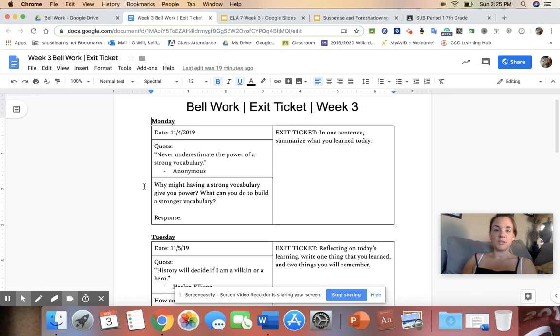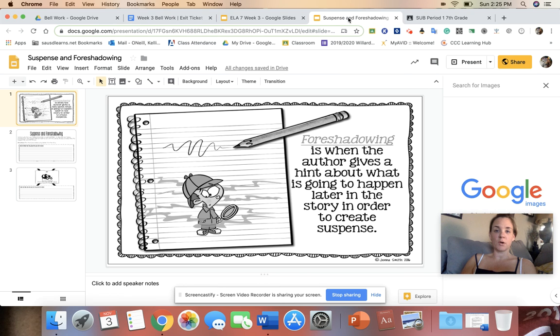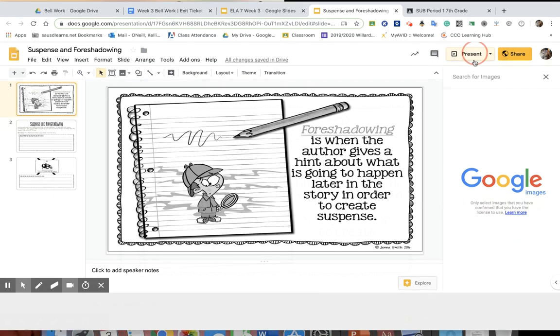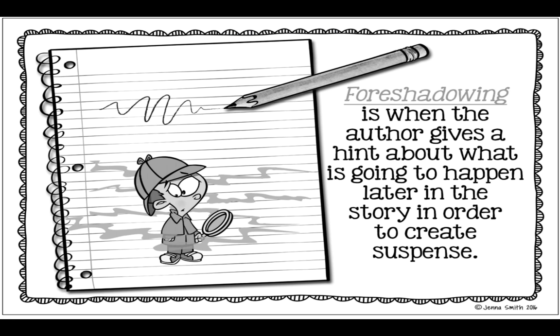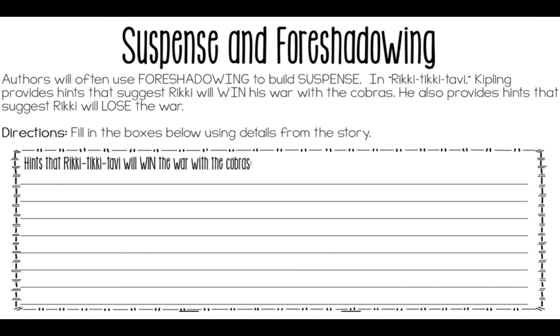All right, now that you are finished, I'm going to let you know what you will be doing for the remainder of class today. So we're going to be looking for examples of foreshadowing in Rikki Tikki Tavi. And foreshadowing is when the author gives hints about what will happen later in the story. And this creates something called suspense. Now, in front of you, you should have this suspense and foreshadowing page.